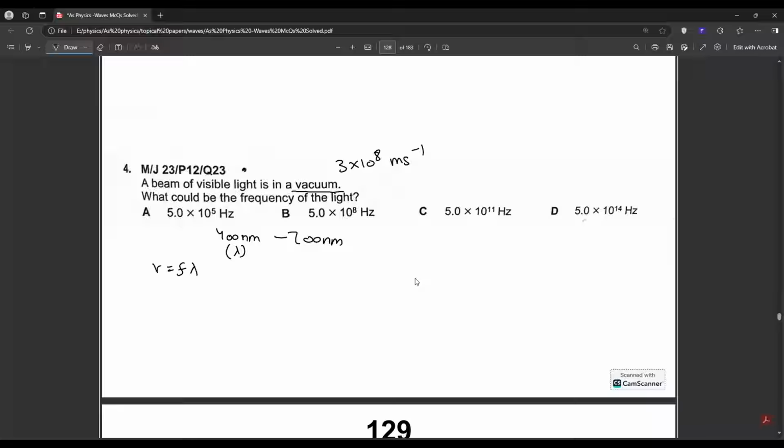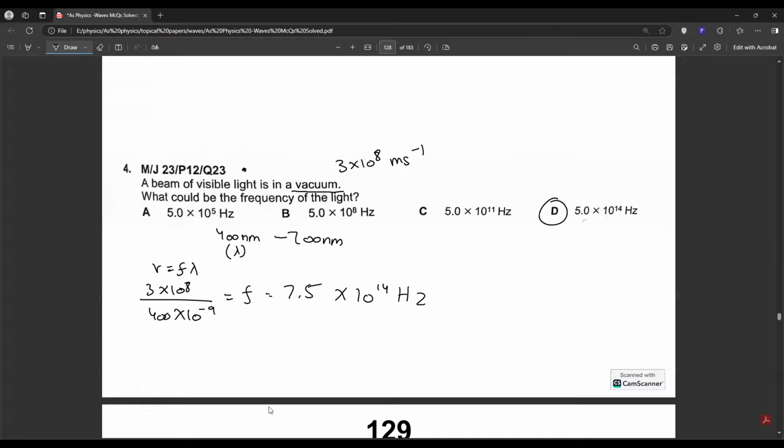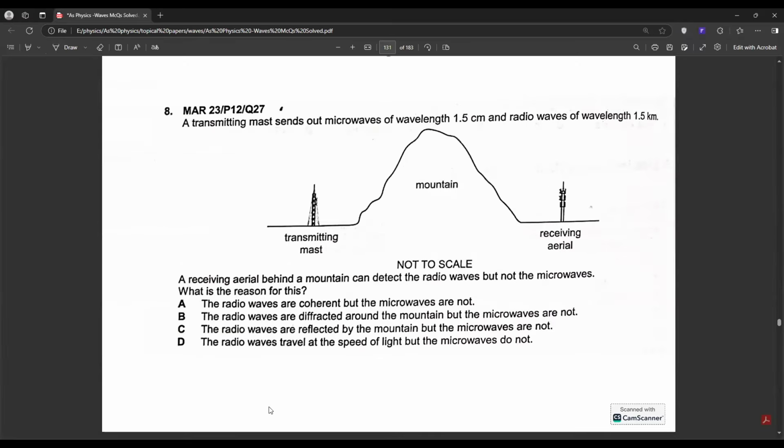Yes, v = fλ. v is what? 3 × 10 to the power of 8. What is lambda? 400 nanometer, 400 × 10 to the power of minus 9. What does your frequency come out to be? 3 × 10 to the power of 8 divided by 400 × 10 to the power of minus 9. This comes out to be what? 7.5 × 10 raised to the power of 14 hertz. Perfect. Any similar options? Yes, D is your answer. Let's check out the answer for 128. Yes, 128 answer is D. Perfect. Let's further move ahead.